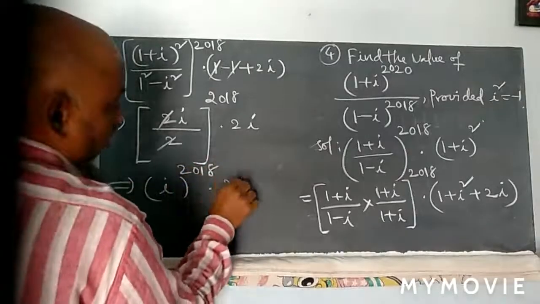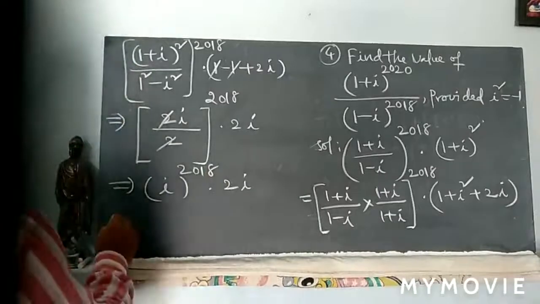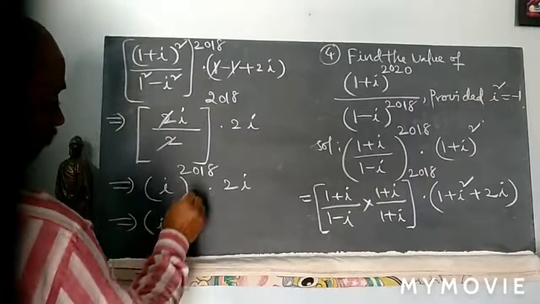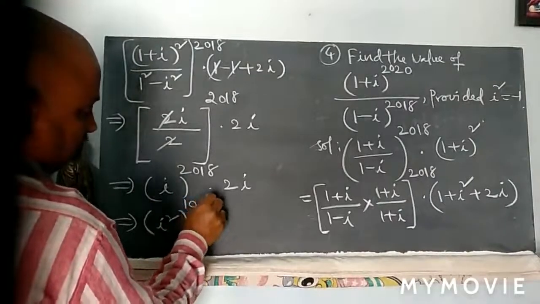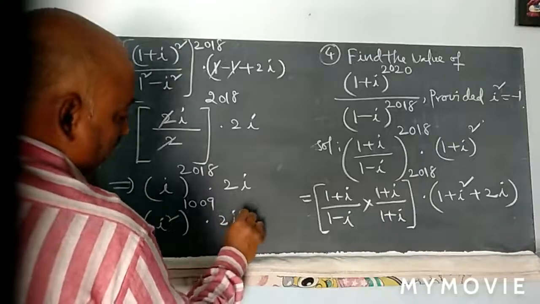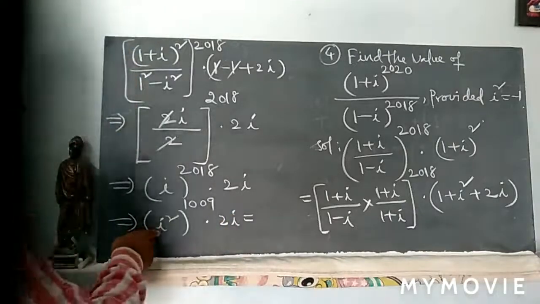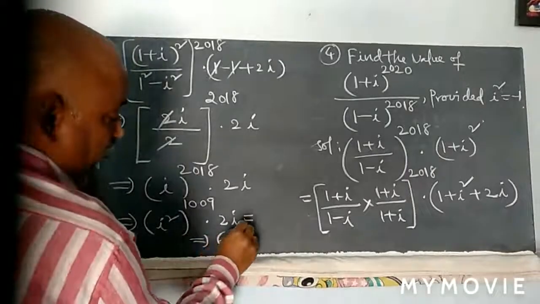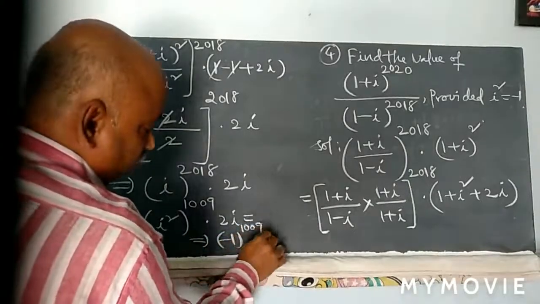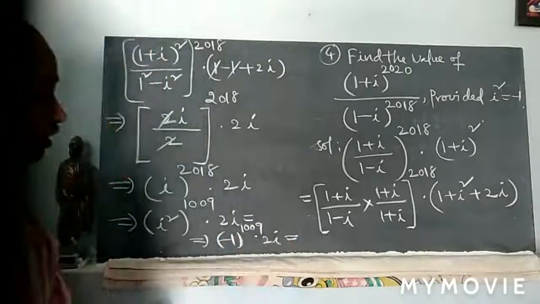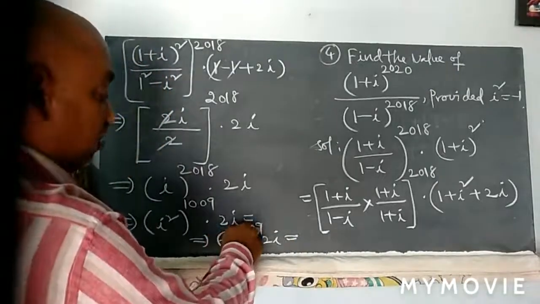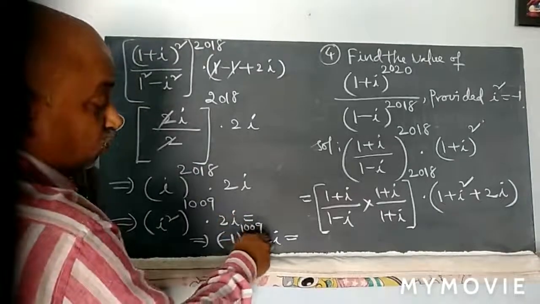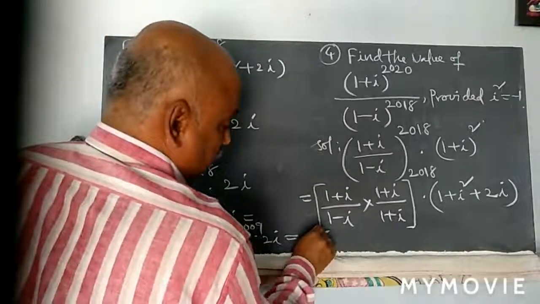2018 into 2i. This implies (i square) whole to the power of 1009 into 2i, which is equal to, i square value is minus 1, so (minus 1) whole to the power of 1009 into 2i. 1009 is an odd number, and minus 1 whole to the power of an odd number is minus 1. So minus 1 into 2i, which is minus 2i.